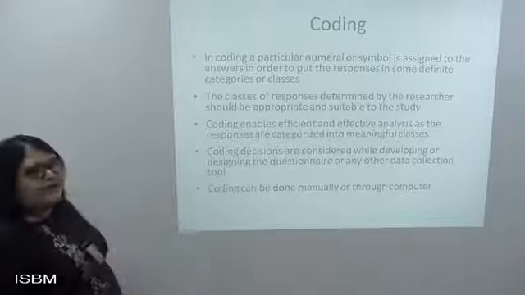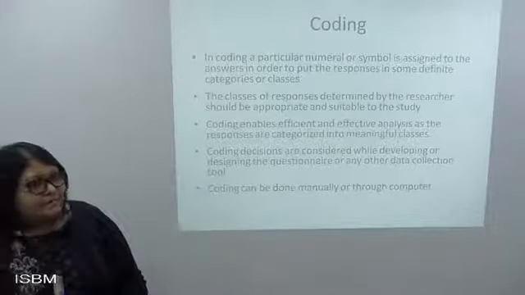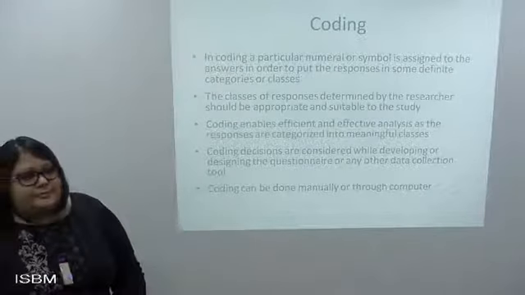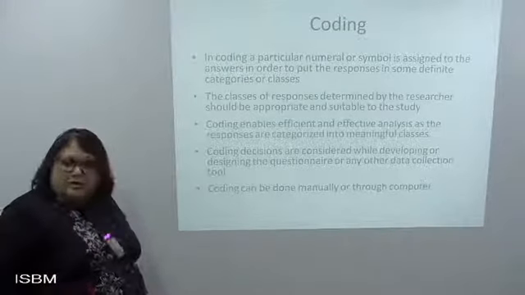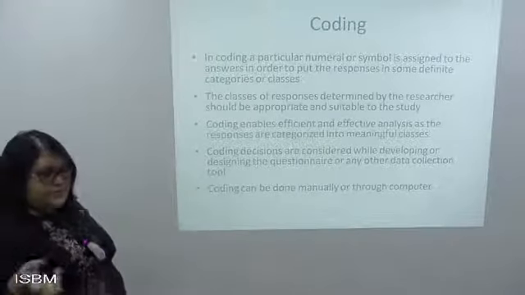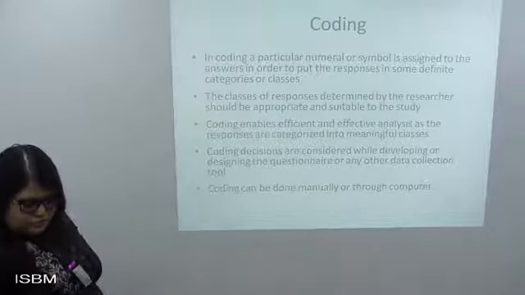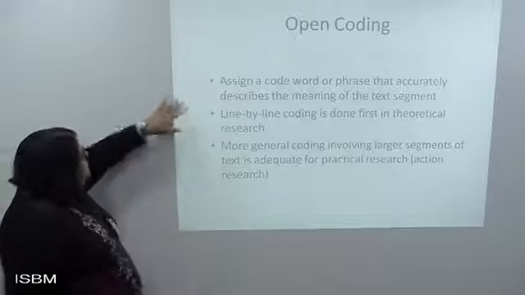Now coding can be done manually or through the computer. So it can be done manually. You can just manually ascertain the numbers, or you can ascertain the categories or the symbols, or the computer is always there. There are also languages which people are taught, like C language, Java and all, which enable you to do computerized coding. Now, what is open coding?